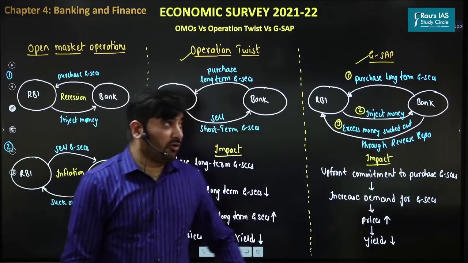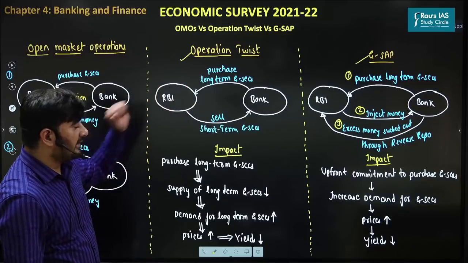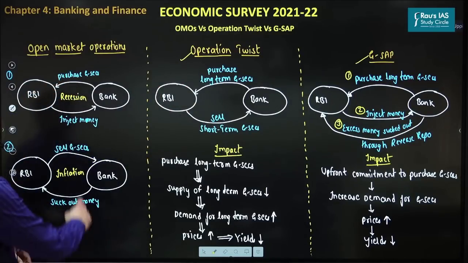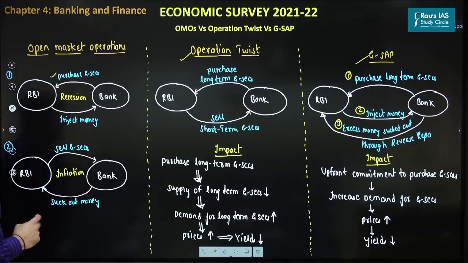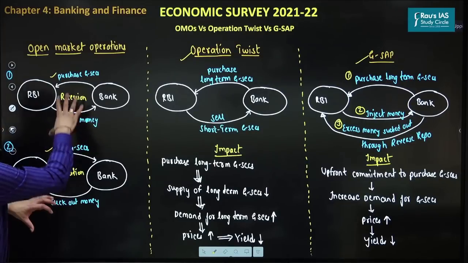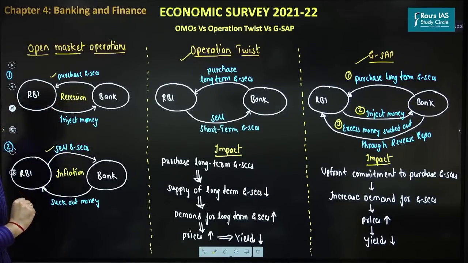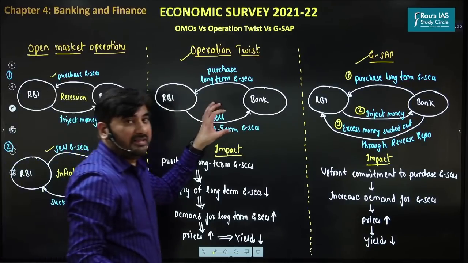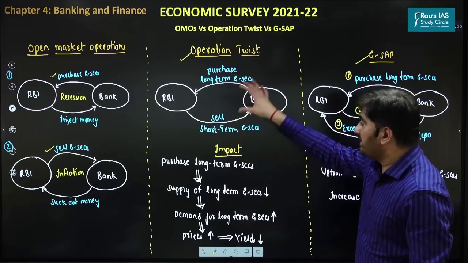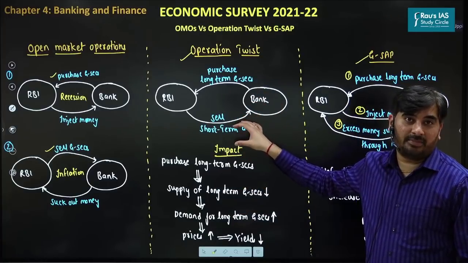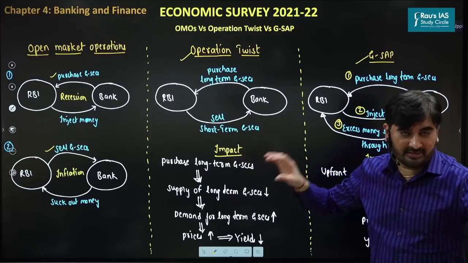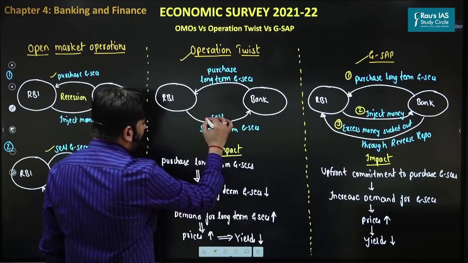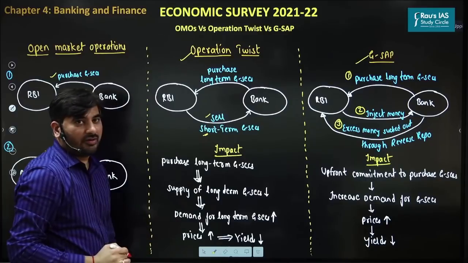Now, if you look at Operation Twist, let's understand this. In case of open market operation, either the RBI is purchasing or the RBI is selling. Simultaneously, both the things are not taking place in case of open market operation. But in case of Operation Twist, simultaneous purchase and sale of government securities is taking place. How does it take place? Let's understand that. See, RBI first and foremost will sell the short-term government securities.